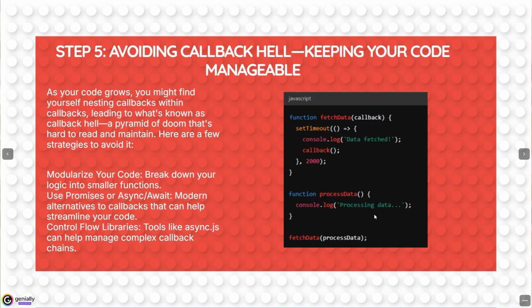As your code grows, you might find yourself nesting callbacks within callbacks, leading to what's known as callback hell. It's a pyramid of doom that's hard to read and maintain. Here are a few strategies to avoid it. Modularize your code. Break down your logic into smaller functions. Use promises or async await, modern alternatives to callbacks that can help streamline your code. Control flow libraries. These are tools like async.js that can help manage complex callback chains.